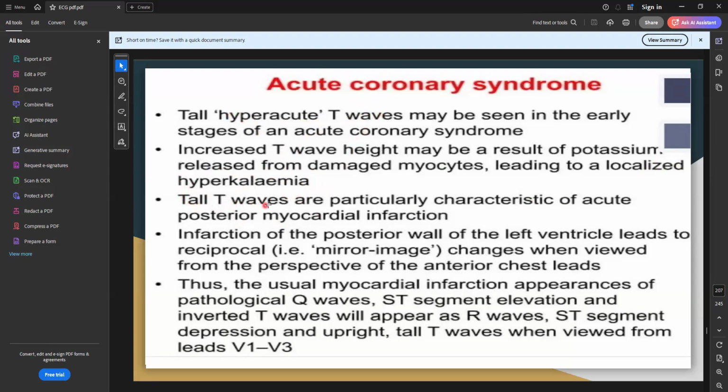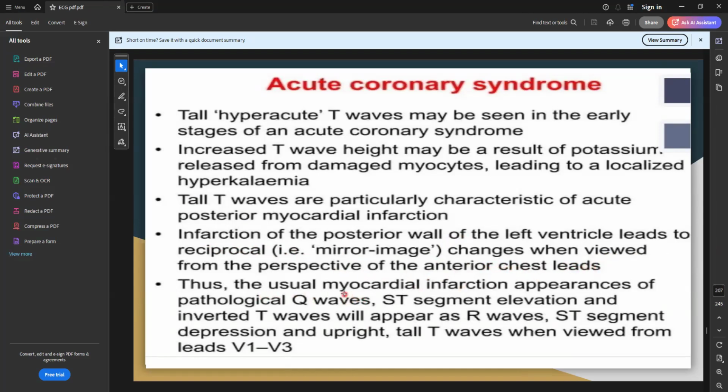Hence, tall T waves are a characteristic feature of acute posterior myocardial infarction or acute coronary syndrome. It is one type of myocardial infarction most commonly seen with tall T waves. In posterior wall MI, the reciprocal changes will be viewed in the anterior chest leads, as ST elevation in leads V2, V3 and V4.